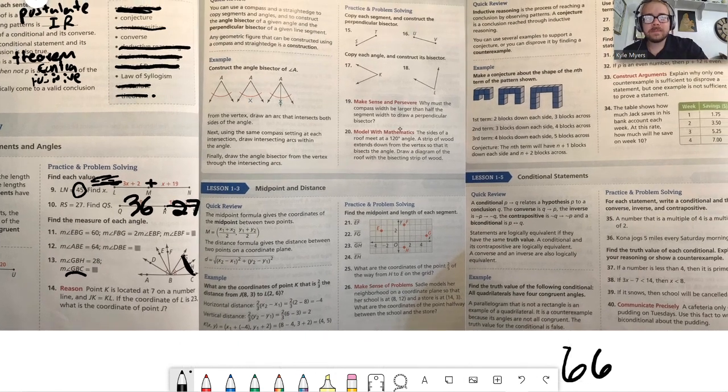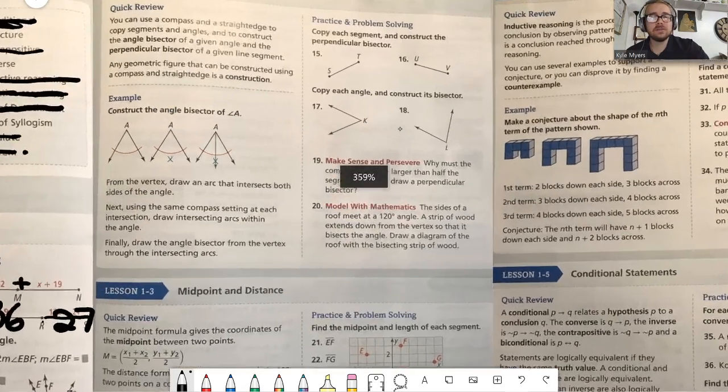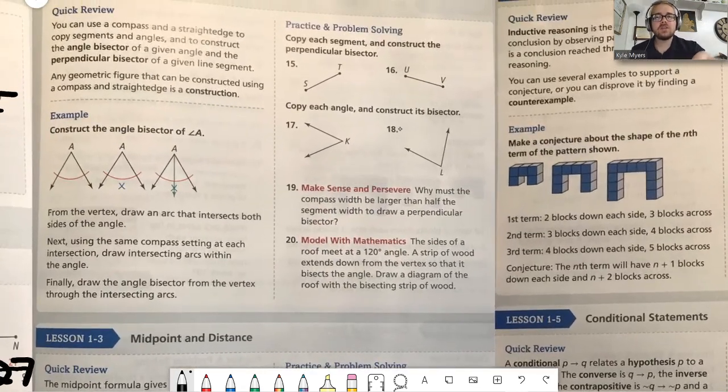Next page, page 65. So if you already skipped to this page, welcome. You are about to get to a place where I'm not going to do a whole lot, because you don't actually need to know how to do constructions. You just need to know how to identify them. Okay? So if you copy the segment, then let's just assume I've already copied it. Boom, boom, boom, copied it. All right, cool. And then construct the perpendicular bisector.